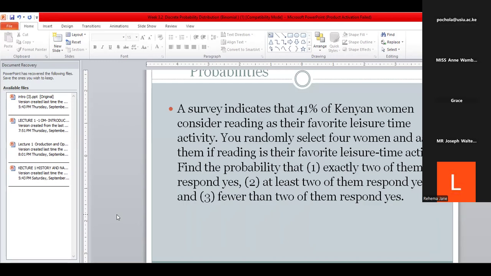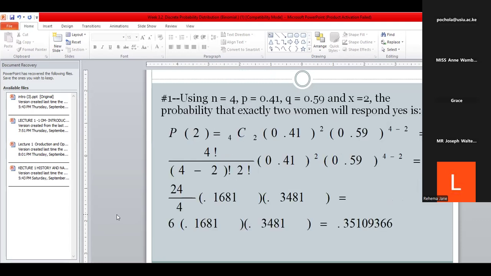You know, here n is equal to 4. X can be 0, 1, 2, 3, 4 possible successes, yeses. You can have 0 successes, up to 4 yeses. Then at least 2 means X is greater than or equal to 2. Fewer than 3 is X less than 3, fewer than 2 is X less than 2. And the solution is here.